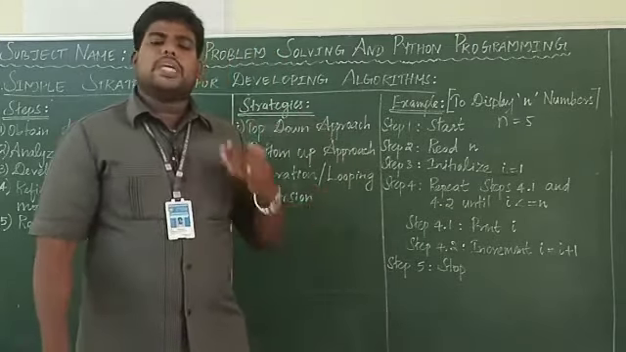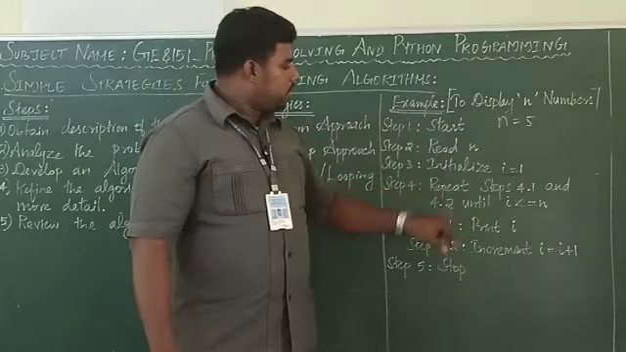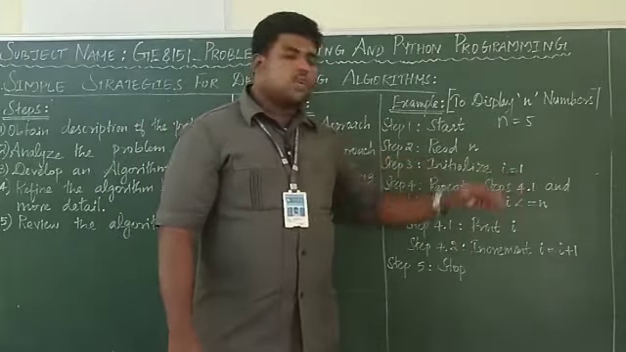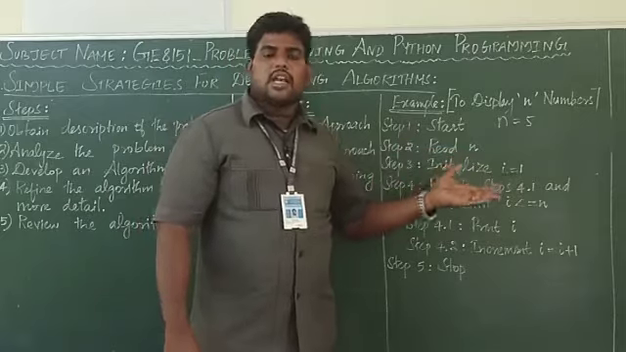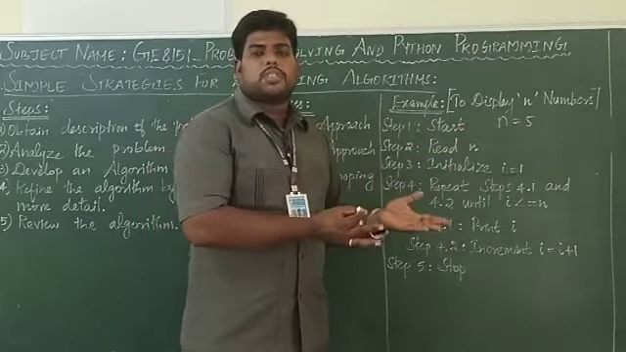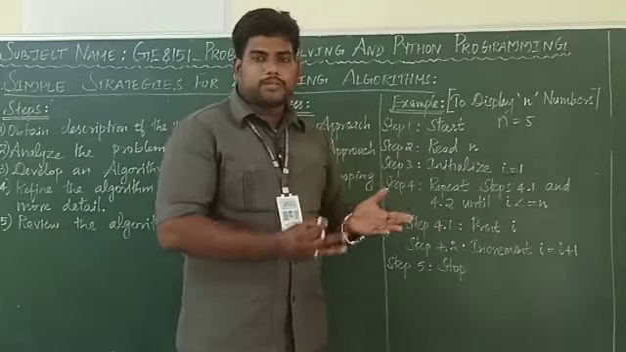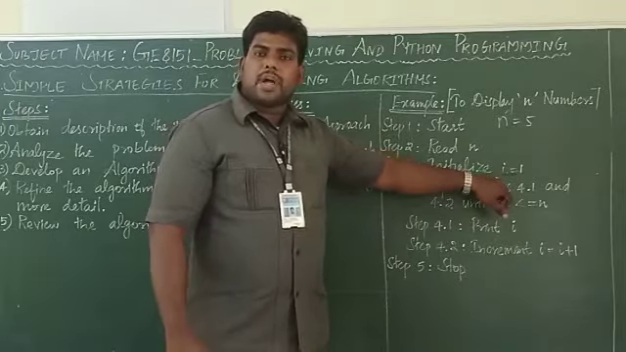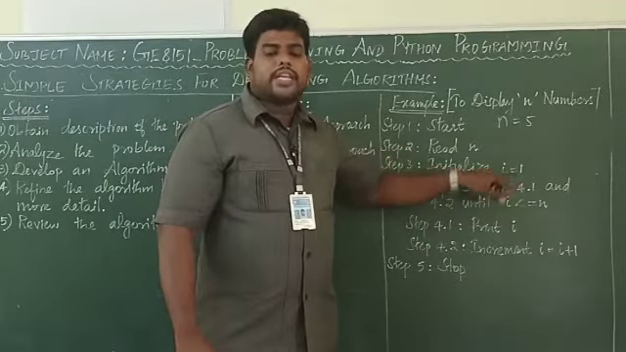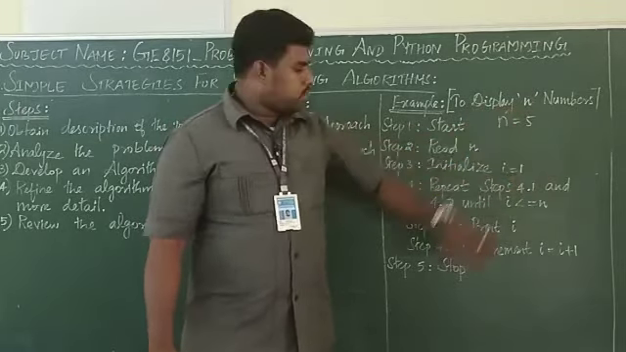See, first read n. For example, my n is 5. Then initialize I equal to 1. Why am I initializing here? I want to know the starting position where I want to start. So I am going to print from 1. That's why initialize I equal to 1. This is the starting position.